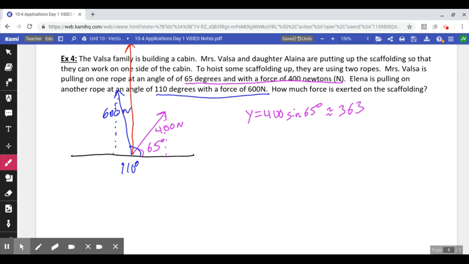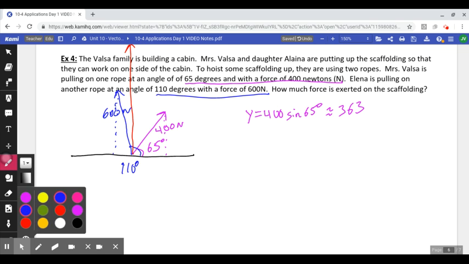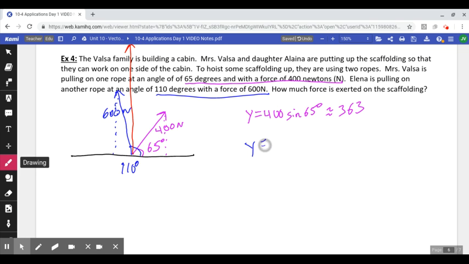If you get the wrong answer, it's possible that you're in the wrong mode. That's the first thing I look at if my answer is not coming up right. So make sure that you're in degree mode. You're, after all, using degrees. For the next piece, we're going to do the magnitude, which is 600, times the sine of 110. And if you type that in your calculator, you're going to get about 563.